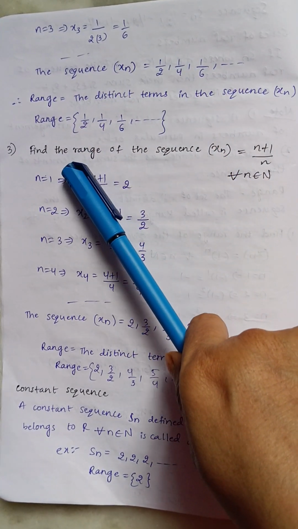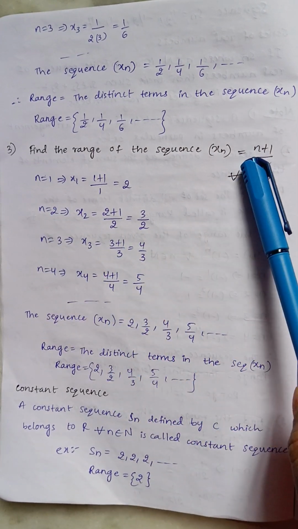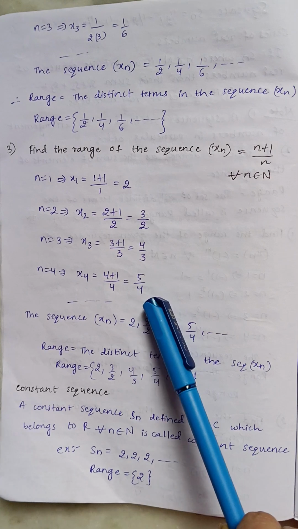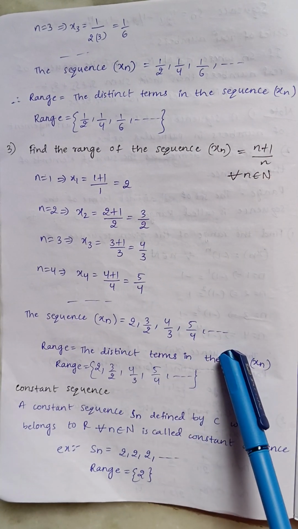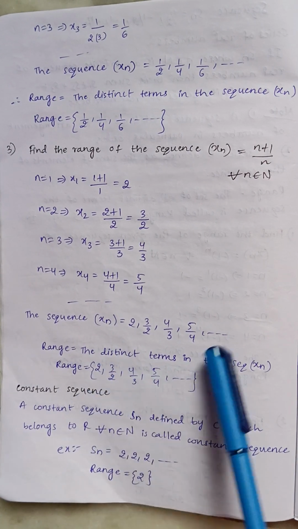Now see the next one. Find the range of the sequence. Substituting 1, 2, 3, 4 in this, you get the values. This is the sequence and all are obviously distinct, so we write every one of them in the range, taken as a set.